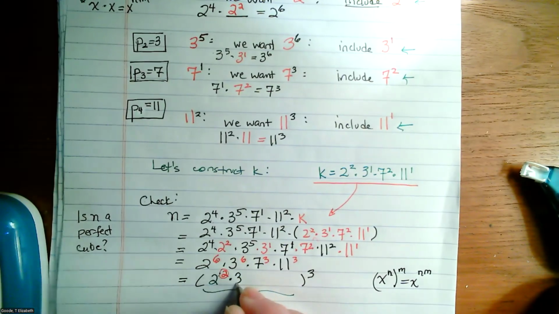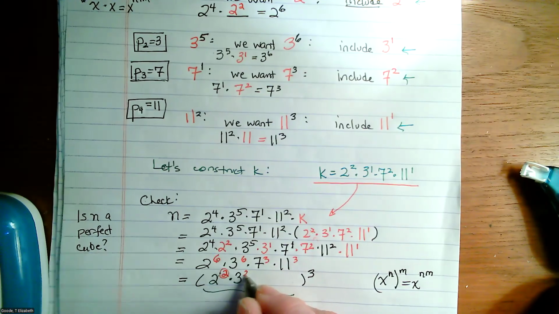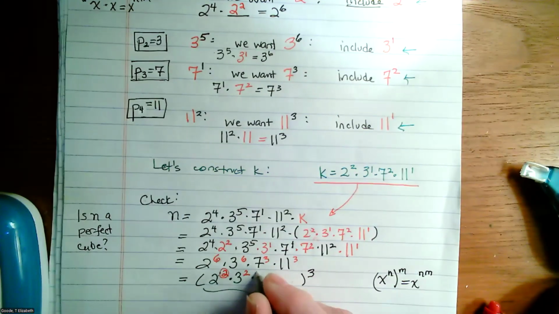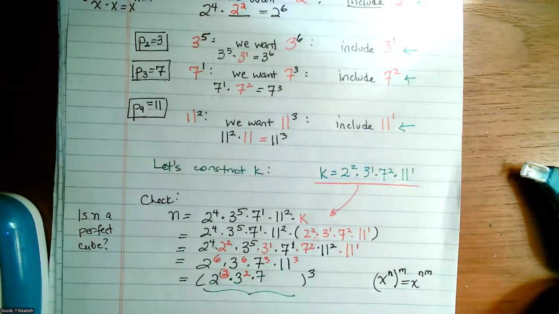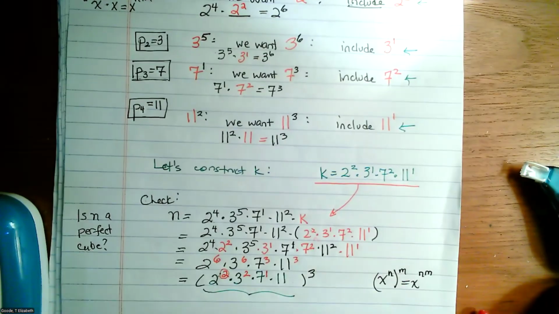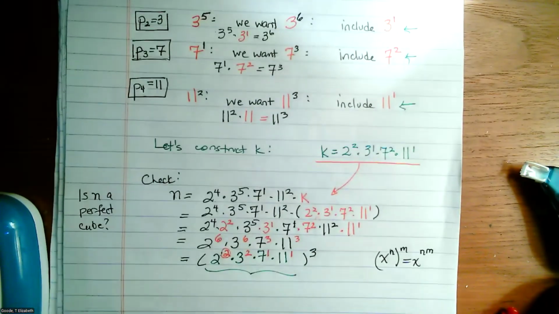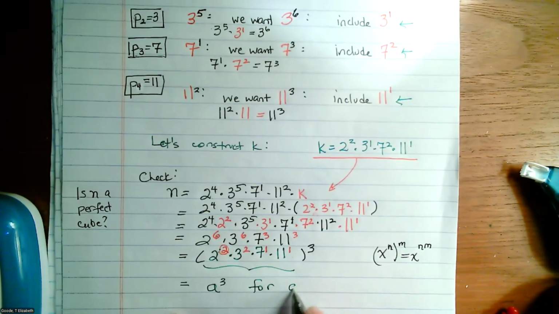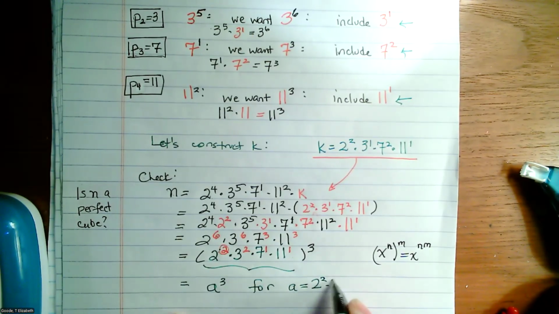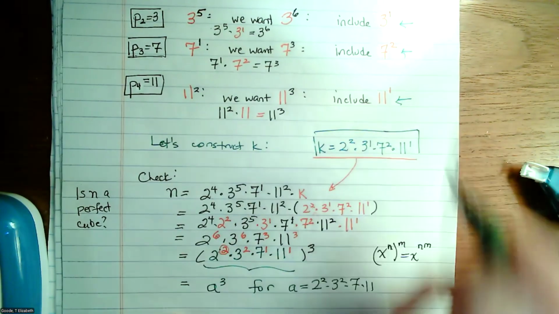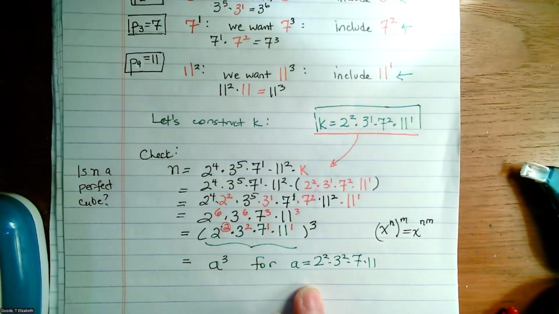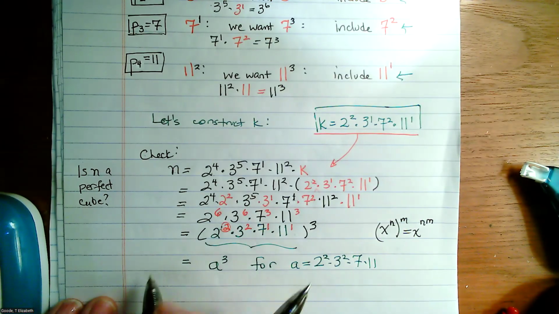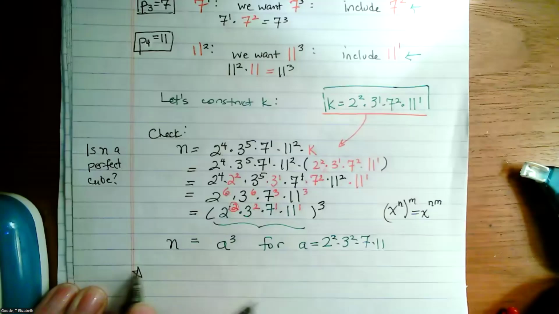times 3 squared, times 7 to the what? First. Times 11 to the what? First. That's right. And that is equal to a cubed for a equals 2 squared times 3 squared times 7 times 11. But this is our k that made that happen. All right, so shall I give you a do later? Yes, please.